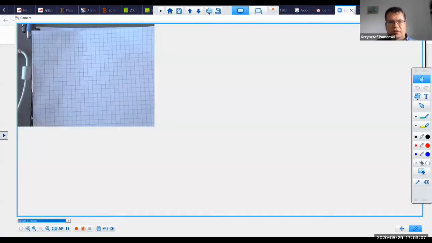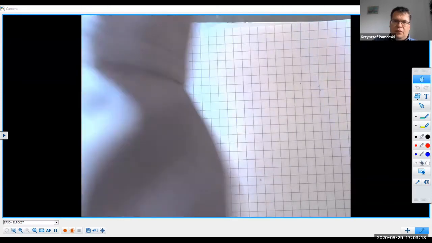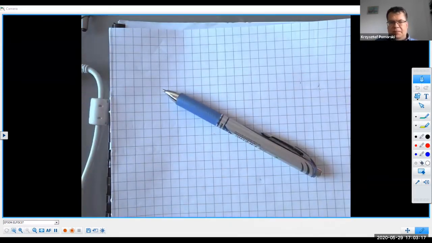Please let me know if the camera is visible, right? Please give me some comment on the chat. Do you see the screen with a white sheet of paper? Please give me the comments so I can start.